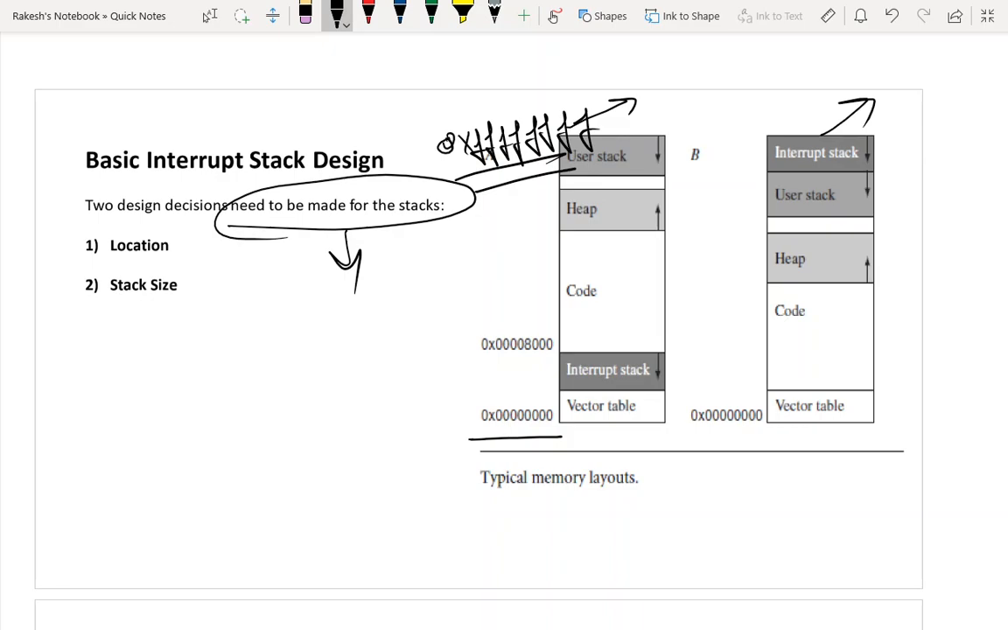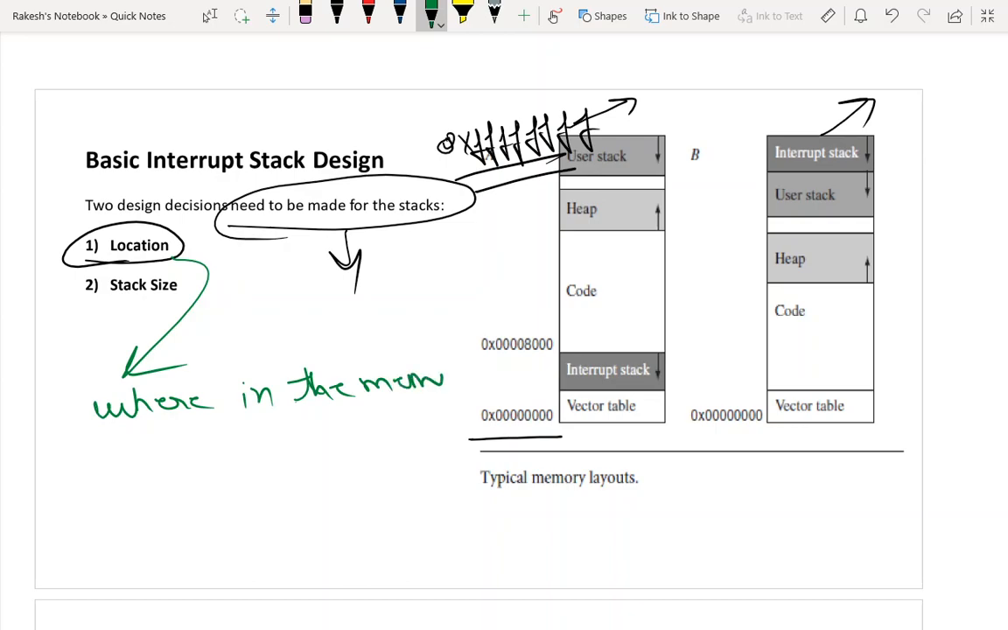The first one is location. The location determines where in the memory map the stack begins. Let me write it here: where in the memory map the stack begins. For example, the user stack or the interrupt stack. Majorly, the interrupt stack is what we are going to discuss.